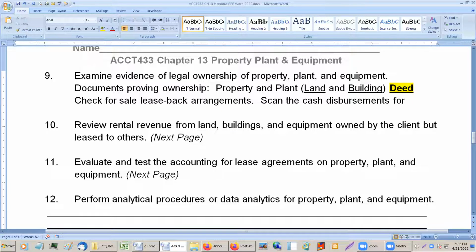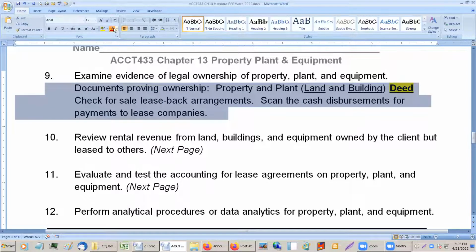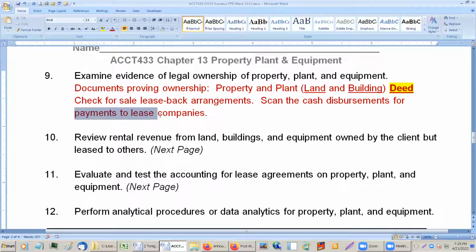Scan the cash disbursements for payments to lease companies. Because it is possible that while they purchased it, they bought it, they have all the documentation, that they no longer own it. It's possible that somebody else owns it.